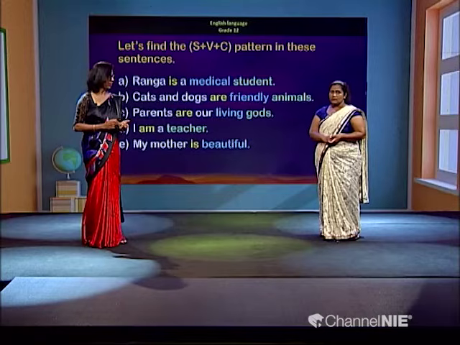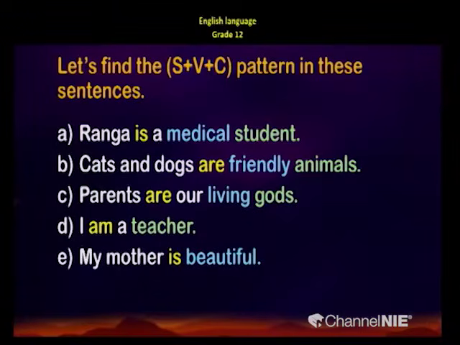Now medical student, we have an adjective before the noun. So when it comes to friendly animals, again we have an adjective before the noun animals. But when it comes to my mother is beautiful, we have beautiful alone, but it is an adjective. So is it clear that you can have either an adjective alone? When it comes to I am a teacher, the noun is there, no adjective. So it can be a noun or else noun and adjective as shown in these examples.